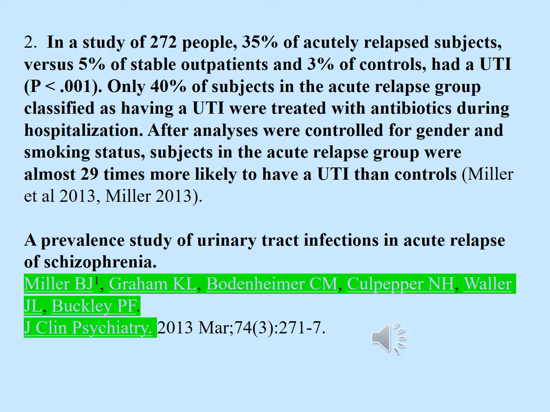35% of acutely relapsed subjects versus 5% of stable outpatients and 3% of controls had UTI. Only 40% of subjects in the acute relapse group classified as having UTI were treated with antibiotics during hospitalization. After analyses were controlled for gender and smoking status, subjects in the acute relapse group were almost 29 times more likely to have a UTI than controls.